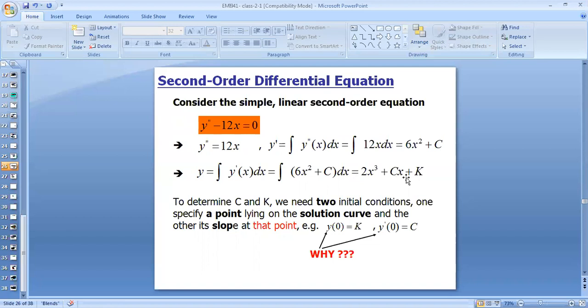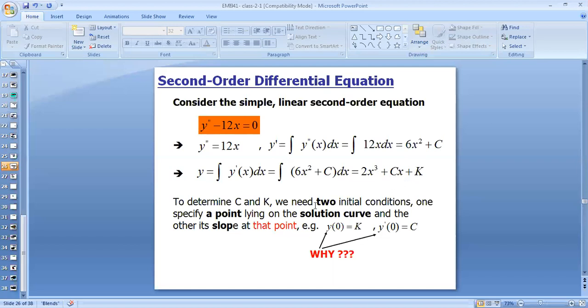There are two constants. Why? Actually, this is a second order differential equation. So if it is a second order differential equation, then the solution must contain two constants. If it is third order, then three constants. If fourth order, then four constants. The solution will consist of what? Four constants. If nth order, how many constants will be in the solution? N. That means n number of constants consist of the solution.